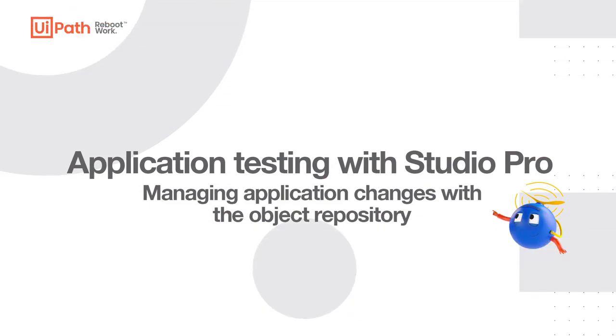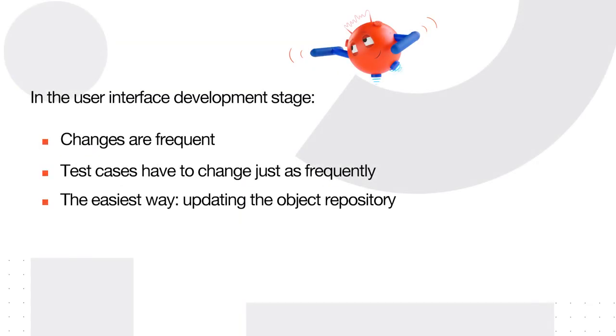Welcome back to a new demo on using the object repository feature in application testing scenarios. We've already seen how an object repository is created and the way it contributes to faster development of test cases. The development of a piece of software is not at all linear, including in the later stages.